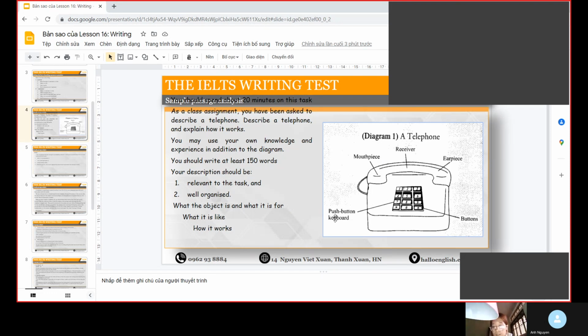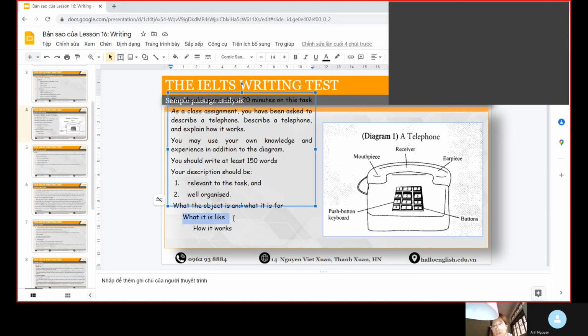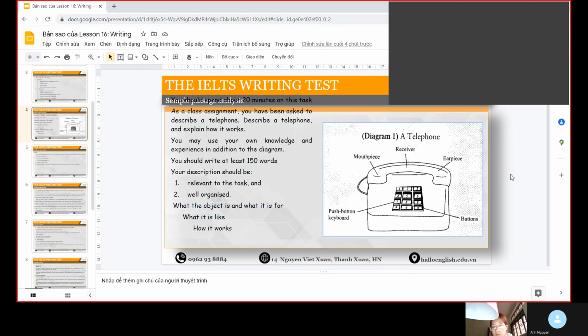Next, this is the push button keyboard. On the keyboard, there are buttons. Each button owns a number. That is the example for the question what it is like. They ask you to describe the appearance of the object, the details on it. Okay, that is for the second question.